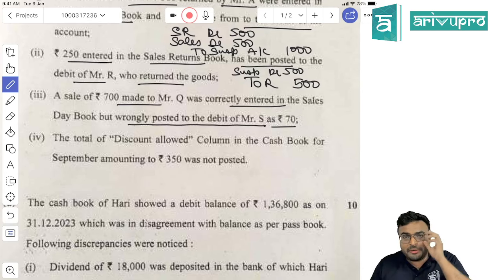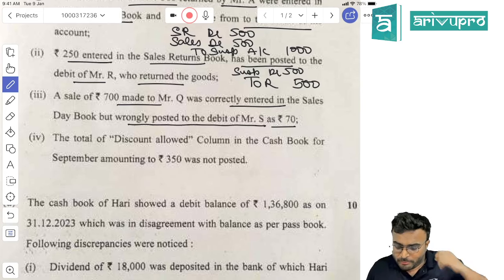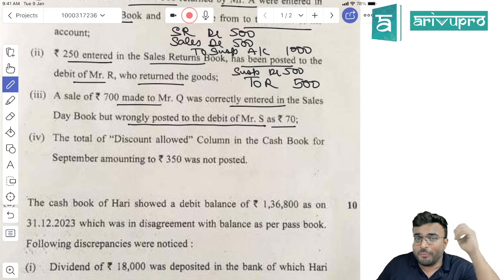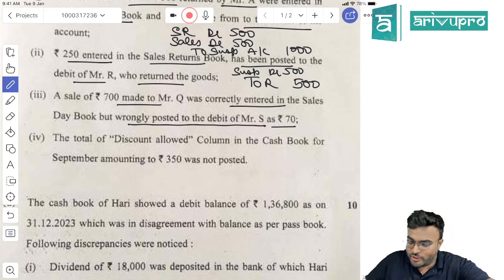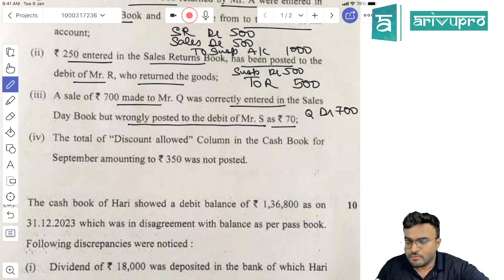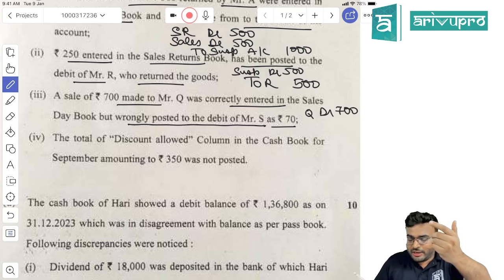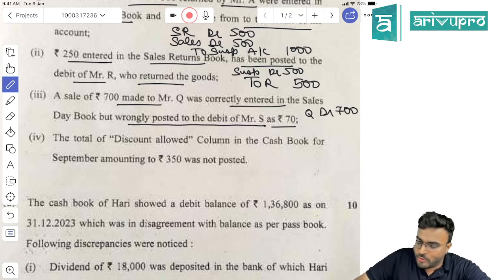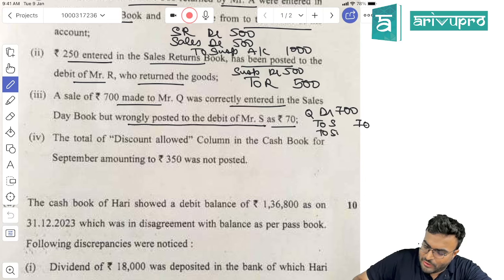Wrongly posted to the debit of Mr. S. You should have debited whom? Mr. Q. But you have debited whom? Mr. S. Some other person only you have debited. So what happens over here? Q's account debited 700. Okay. S, you have wrongly posted. So what should we do? We remove that to S 70 and the remaining everything will go to suspense account 630.